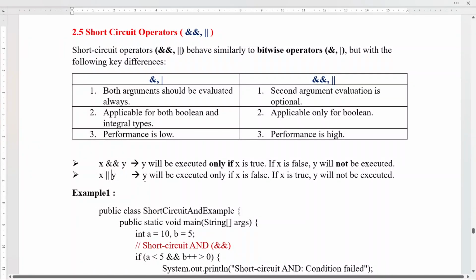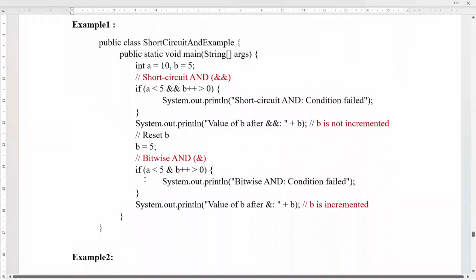So let's see example 1. Here A is equal to 10, B is equal to 5. In the case of short circuit AND, A less than 5, that is 10 less than 5, the argument 1 is false here. So there is no need of executing argument 2, so B++ does not happen. The value of B is not incremented, so the value of B after short circuit AND is 5 only.